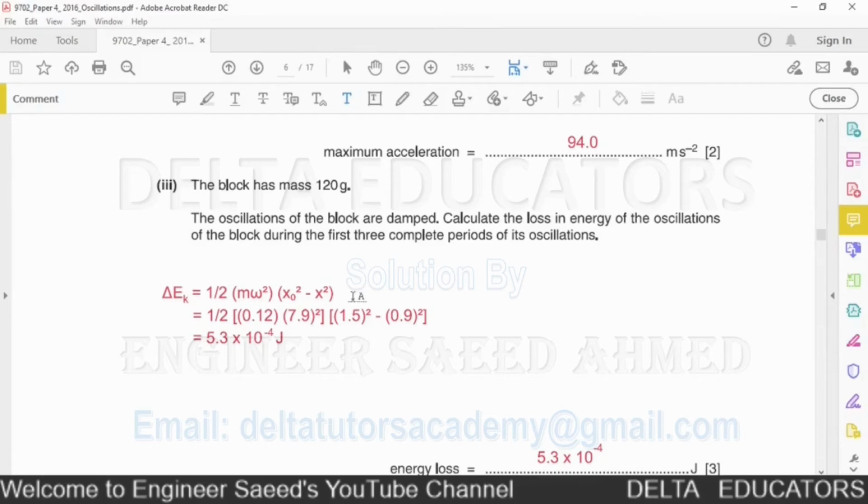We have to multiply this 1.5 by 10 power minus 3, and we have to multiply this 0.9 by 10 power minus 3 to convert this into meters. So please multiply this by 10 power minus 3 and also multiply this by 10 power minus 3. And by solving this, we will get the answer 5.3 into 10 power minus 4 joules. So kinetic energy after completion of 3 time periods, or after completion of 3 waves, will be 5.3 into 10 power minus 4 joules.